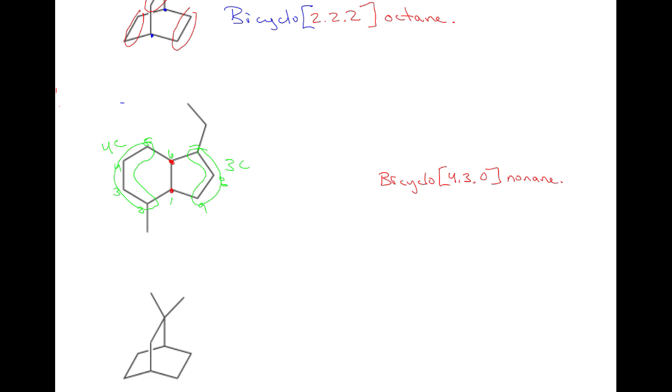Then all we need to do is name our substituent. So I have an ethyl group here. I have an ethyl group here. And down here I have a methyl group. So ethyl is going to come before methyl because E comes before M in the alphabet.